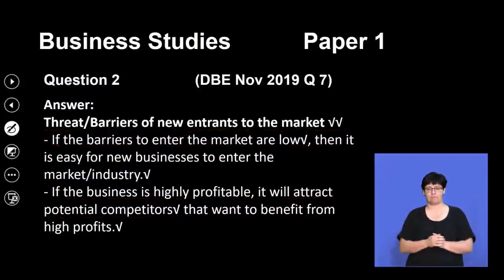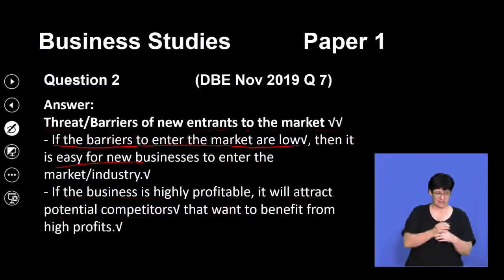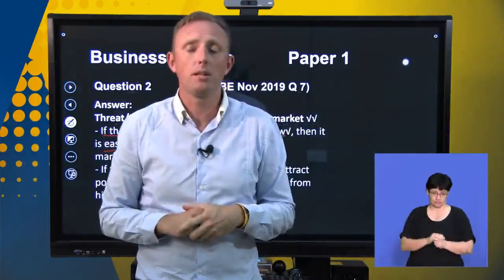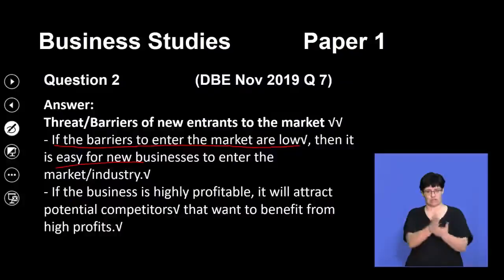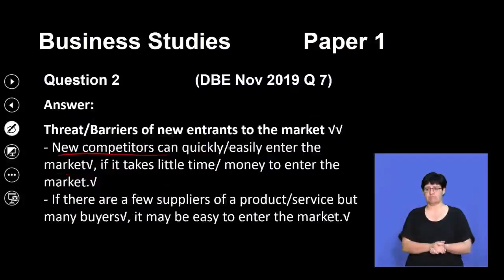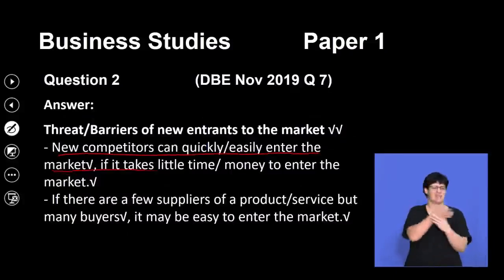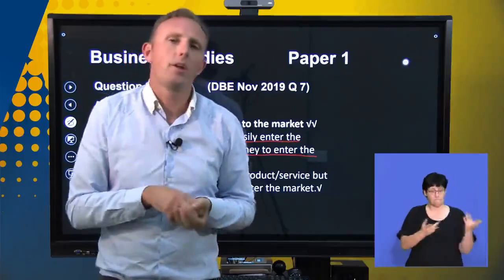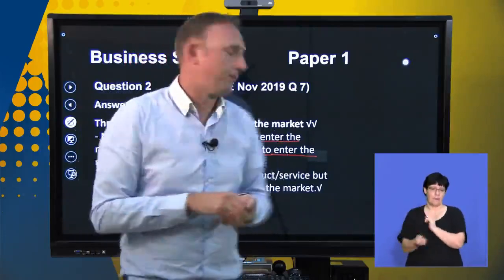If the barriers to enter the market are low, then it's easy for new businesses to enter, as I've said. So the easier it is to get into a certain industry, the easier it's going to be for competitors to come in and compete with you directly. New competitors can quickly and easily enter the market if it takes little time and money to enter, so the easier it is to get into the market, the more likely you're going to have those competitors coming in.